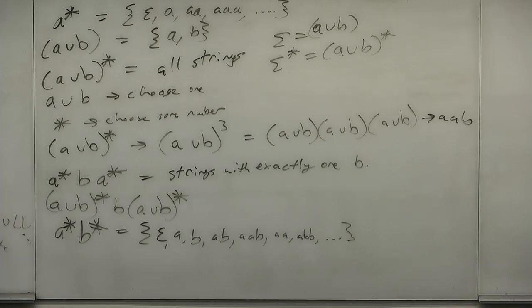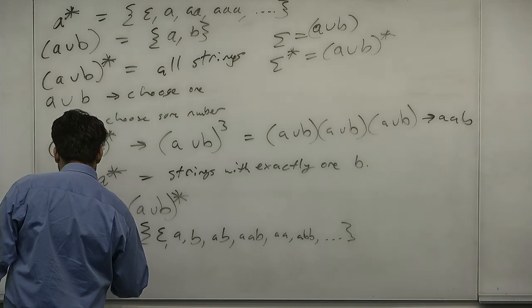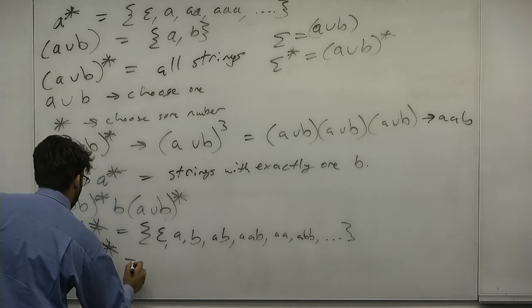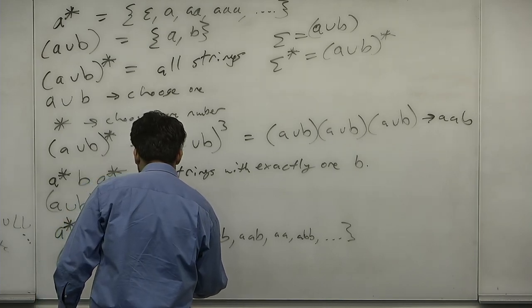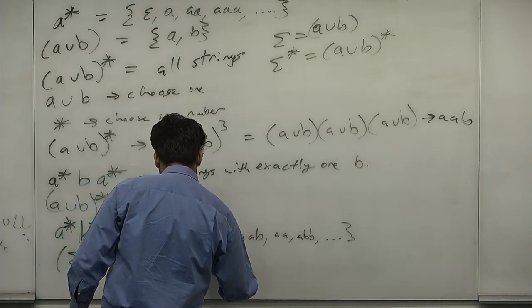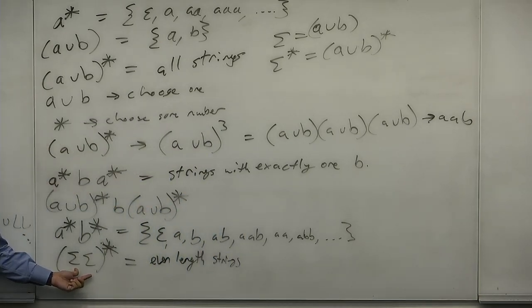Right. What about (sigma sigma) star? Give me a human definition of that one. Notice the parentheses here. This is not sigma star, sigma star. Does it have to be a string with an even number of letters? A string of even length, yeah. This is even length strings. Right? Sigma sigma is what? Those are all strings of length 2, right?